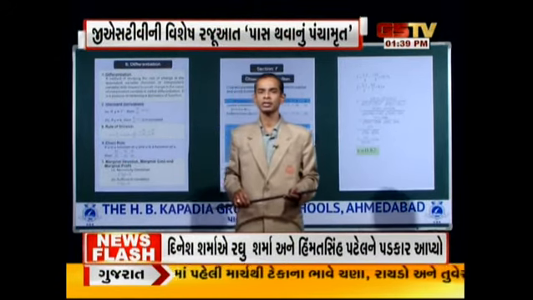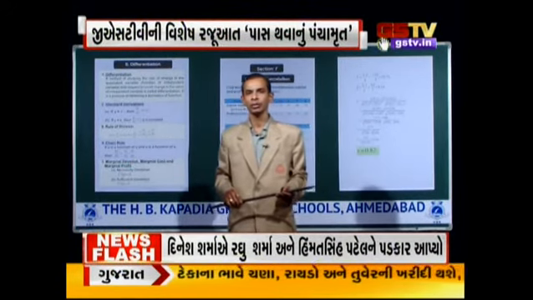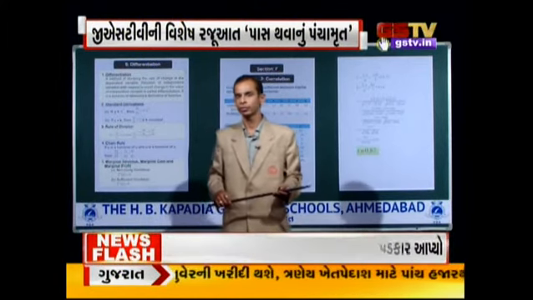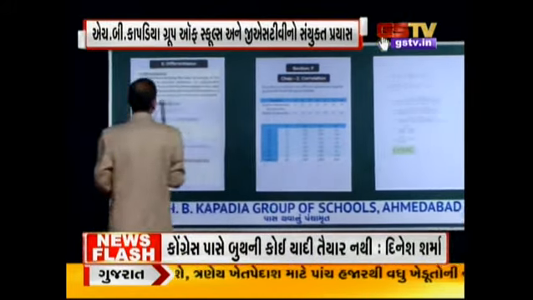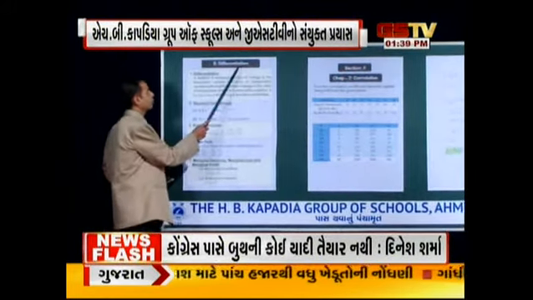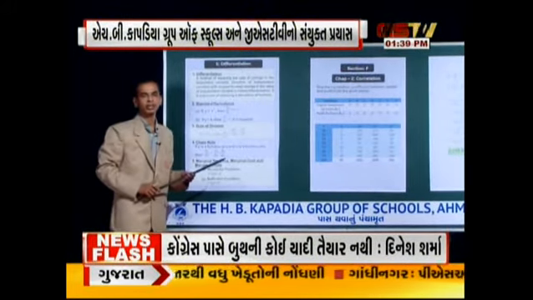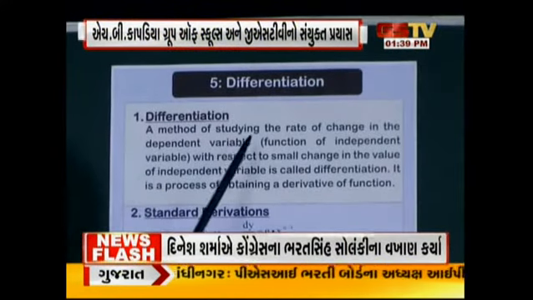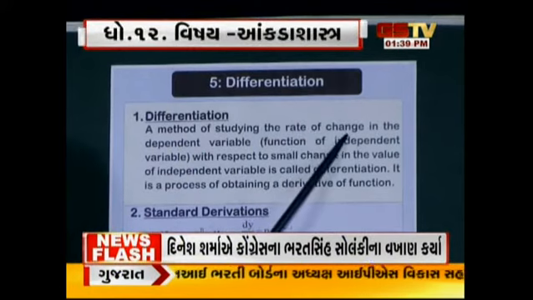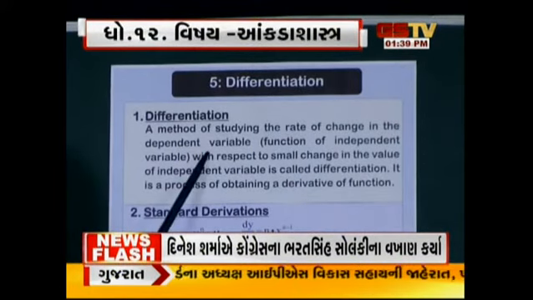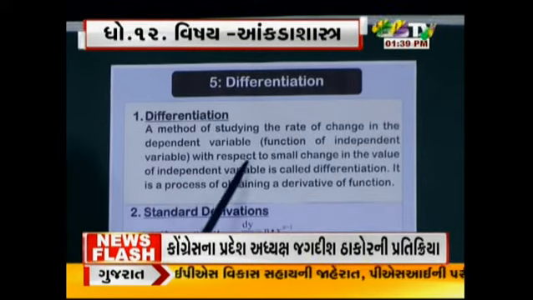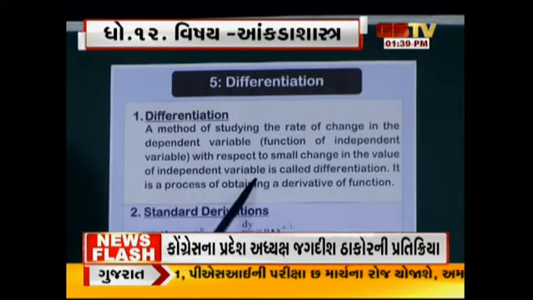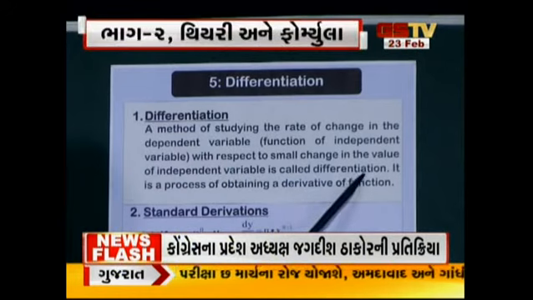Here we are making a discussion of theory and formulas of the chapter. Now come to chapter 5 of part 2. Chapter 5, differentiation. First, understand the meaning of differentiation. A method of studying the rate of change in the dependent variable with respect to small change in the value of independent variable is called differentiation.